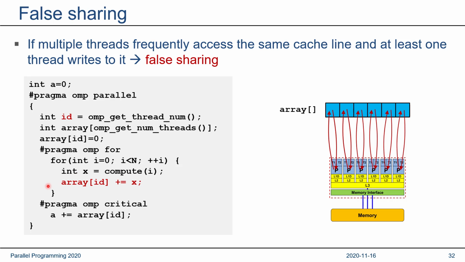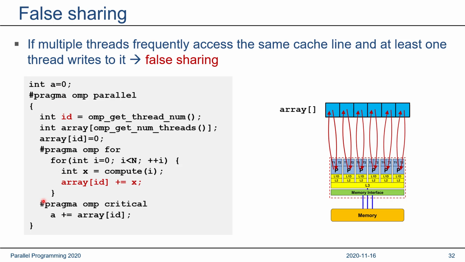Now, to make this complete, of course, after the parallel loop, it's still a correct program. Each thread has accumulated a local sum in its own entry of the array. And then in the end, we use a pragma omp critical to accumulate all these partial sums into the global variable A.